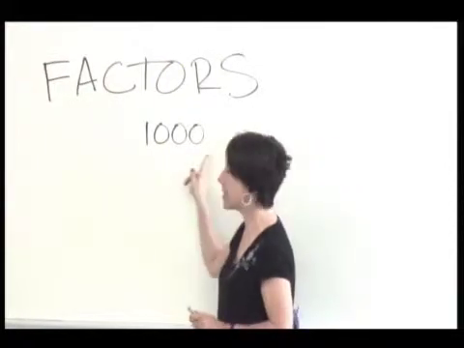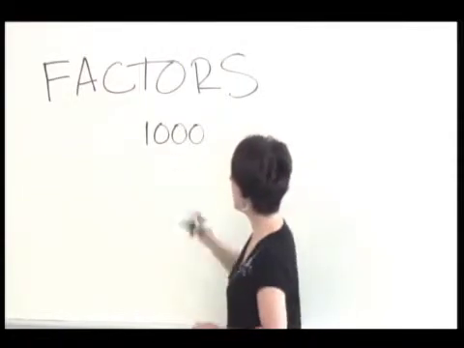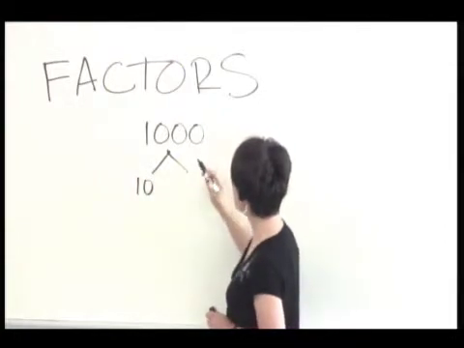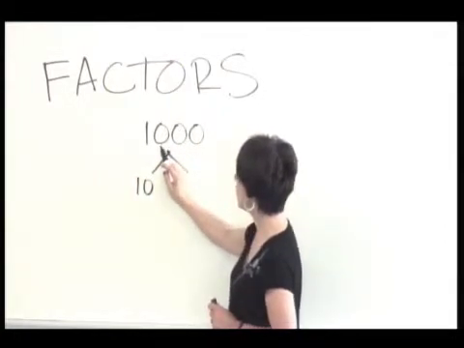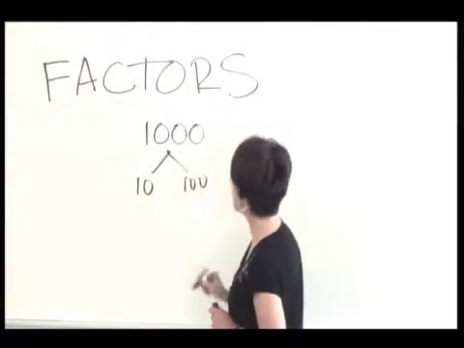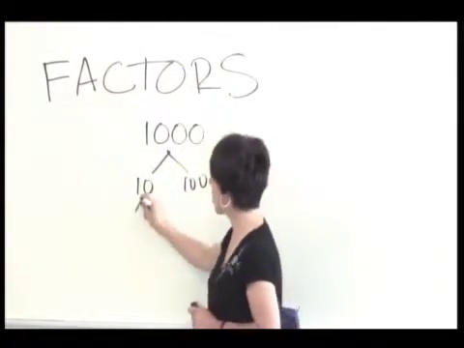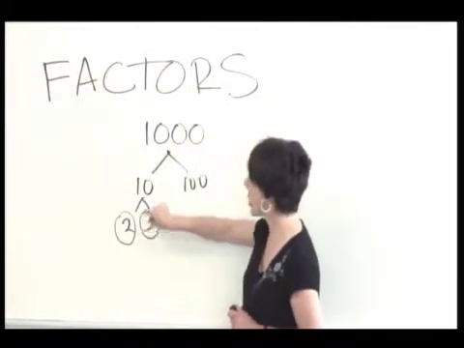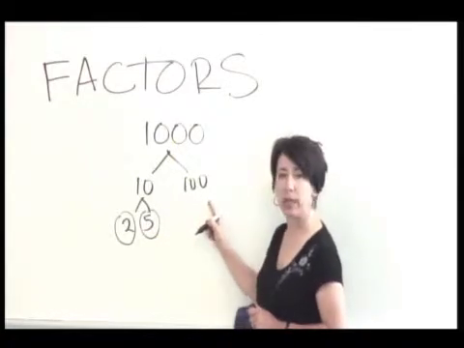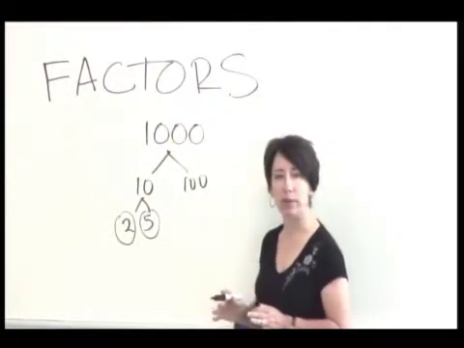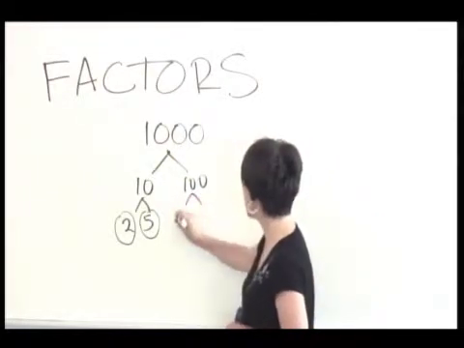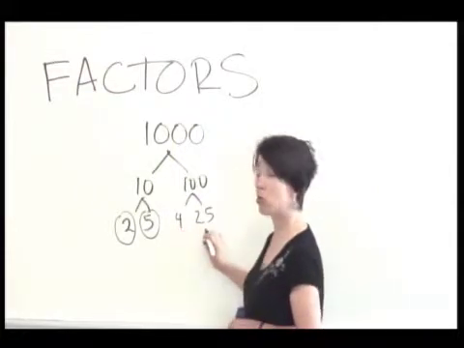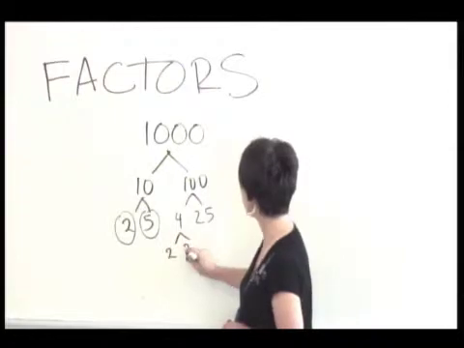Well, this ends in all zeros, and I know that anything that ends in 0 is divisible by 10. And 10 goes into 1,000 100 times. 10 is not prime, so I have to keep on going, but 2 and 5 are prime, so I can stop there. Now 100 has several different pairs of factors. I'm just going to start with 4 and 25. You could have started with 10 and 10 or 50 and 2. It doesn't matter. Neither one of these are prime, so I have to keep on going.